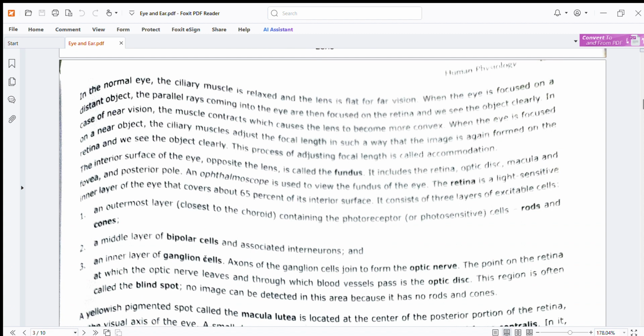Axons of the ganglion cells join to form the optic nerves. The point on the retina at which the optic nerve leaves and through which blood vessels pass is the optic disc.